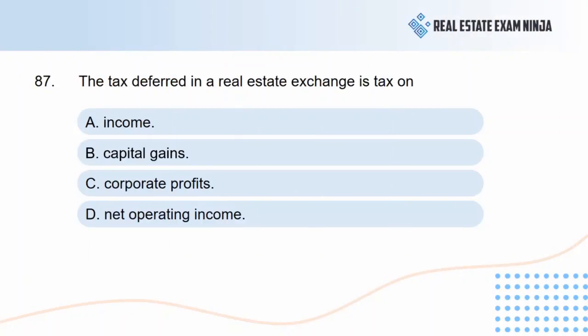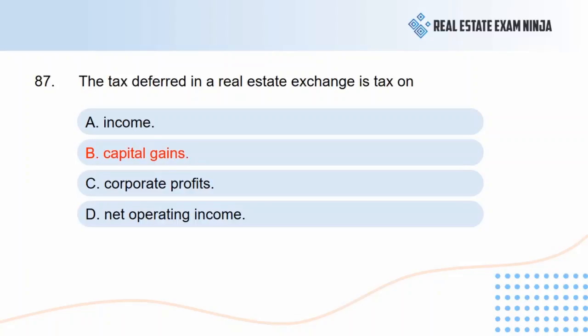Number 87. The tax deferred in a real estate exchange is tax on: A, income. B, capital gains. C, corporate profits. D, net operating income.